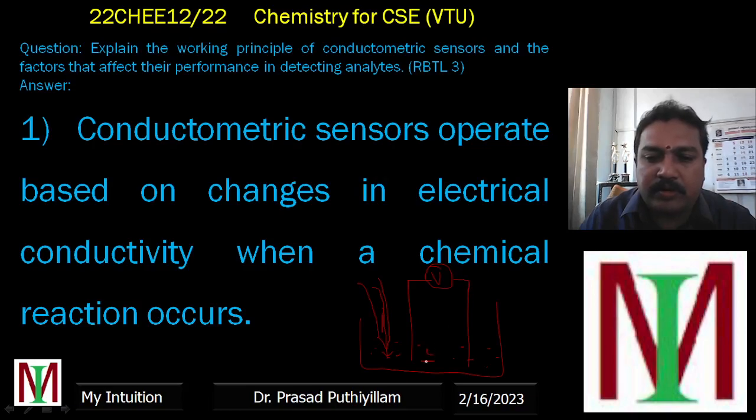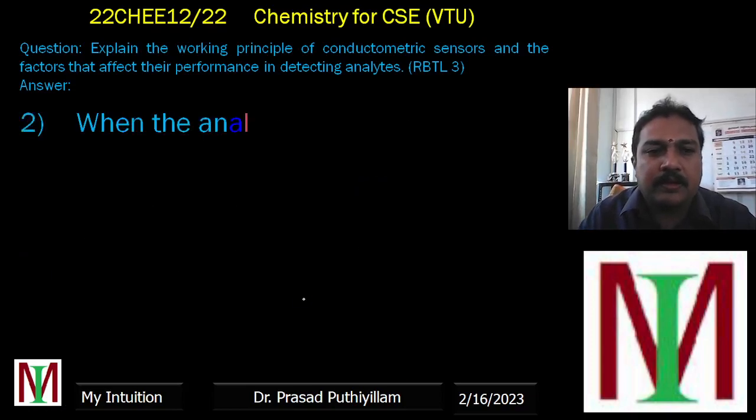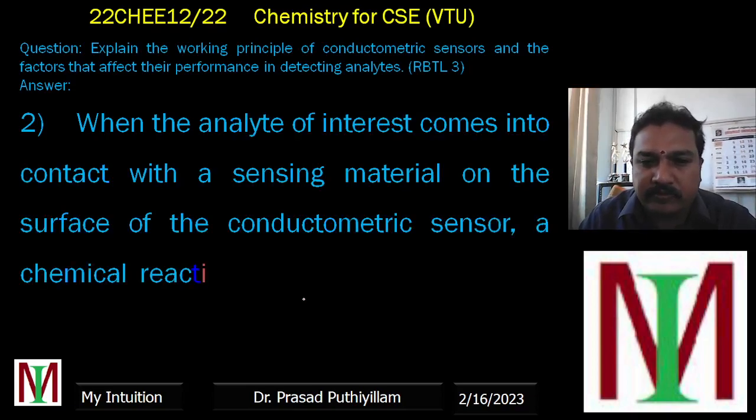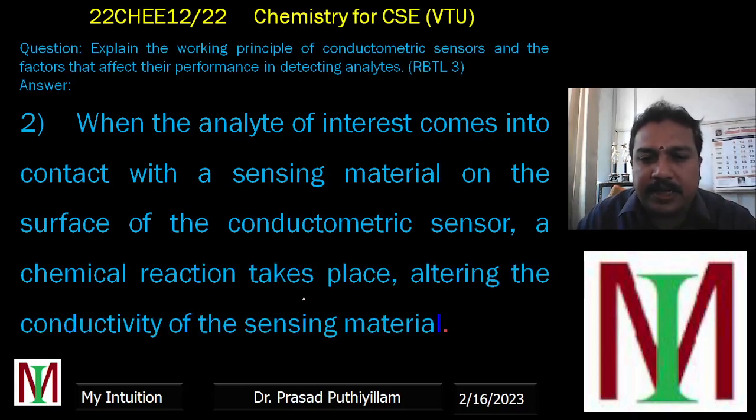Based on the changes in the ion concentration here, or the movement of ions, the voltage or current can be measured. That is the meaning of this first point. Okay, so when the analyte of interest comes into contact with the sensing material on the surface of the conductometric sensor, a chemical reaction takes place, altering the conductivity of the sensing material. There is no chemical reaction with the electrode. A chemical reaction takes place within the material.